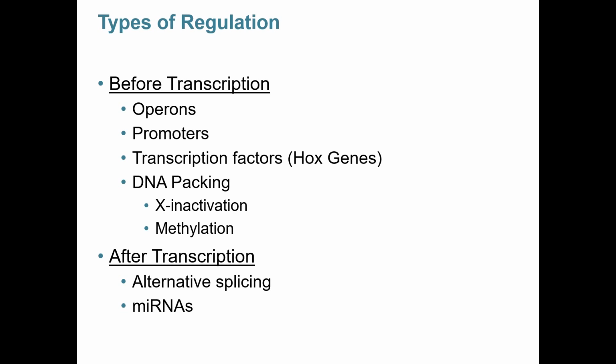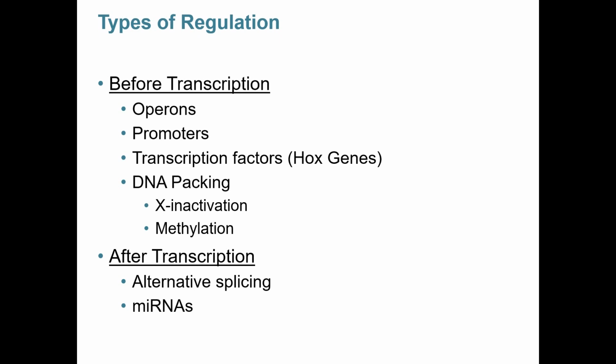After transcription occurs, we discussed two different ways the genes can be regulated, either by alternative splicing, which determines which exons will be kept in the final mRNA, or by microRNAs, which can determine whether the mRNA should be degraded or prevented from being translated. All of these things are going to work together to help determine which genes are going to be expressed and therefore what a cell's identity is going to be.